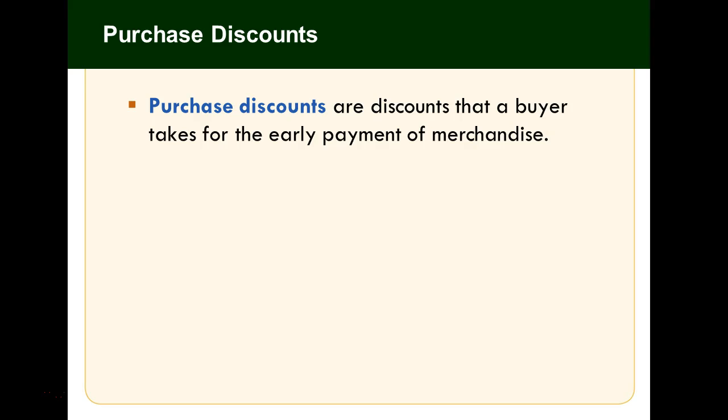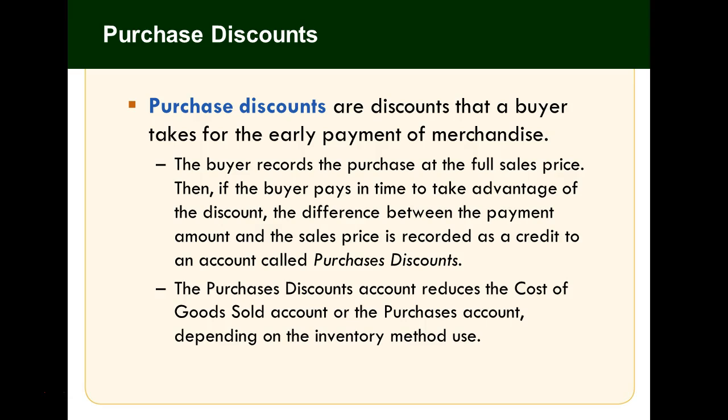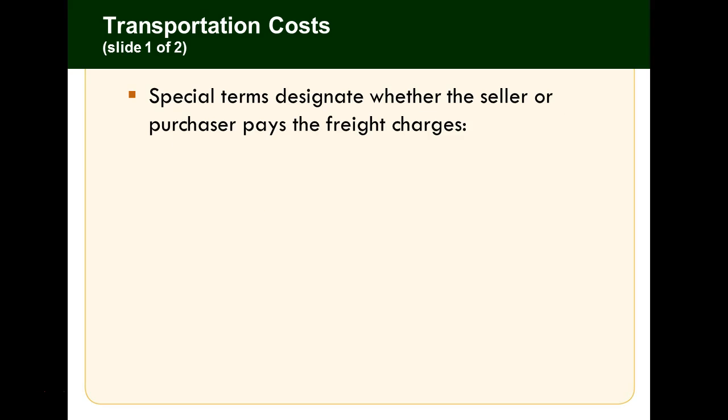Purchase discounts are discounts a buyer takes for the early payment of merchandise. So just like in sales, sometimes we allow those, and purchases are the same way. The buyer records the full purchase price at the time of purchase. Then if the buyer pays in time to take advantage of the discount, the difference between the payment amount and the purchase price gets put into an account called purchase discounts. That amount is going to help reduce our cost of goods sold or the purchases account.